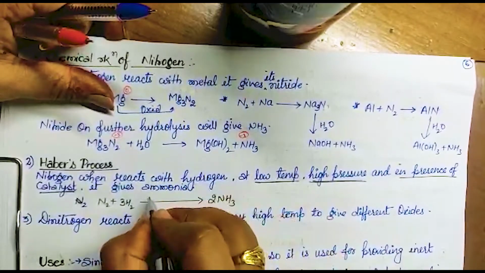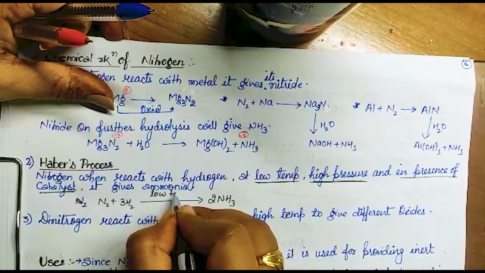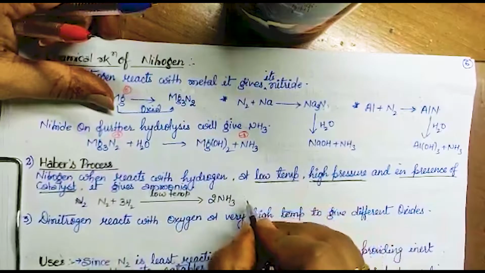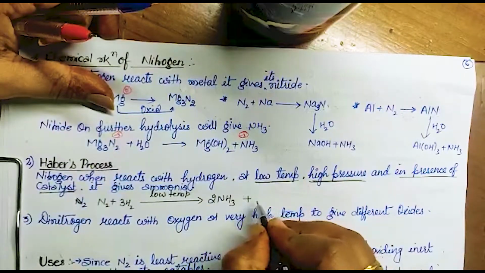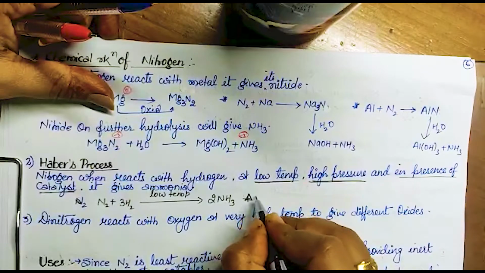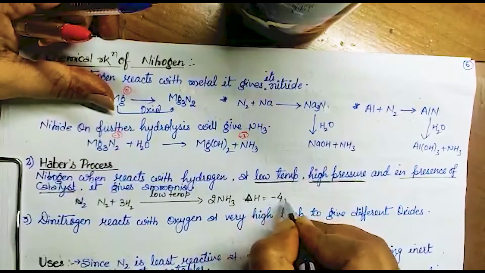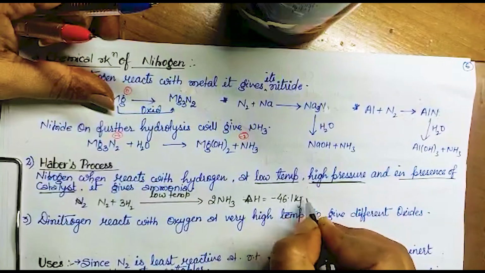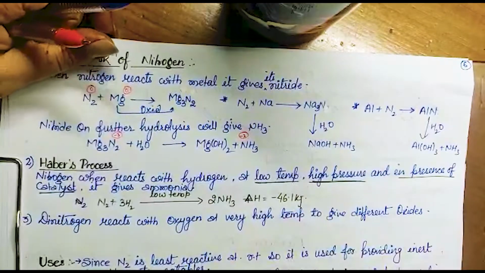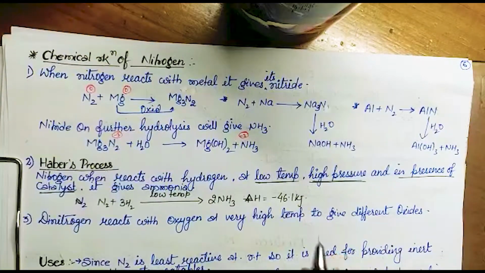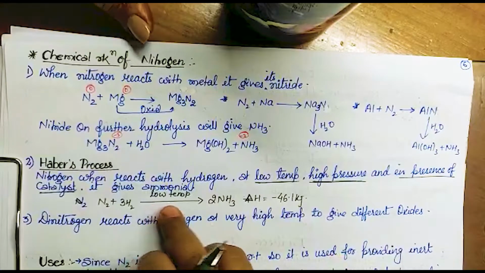And what will be the condition? Low temperature. Why? Because it is an exothermic reaction and heat is released, so delta H is -46.1 kilojoule. No need to learn it, as I told you in class 11th also, but I remember it, that's why I have written it. Okay, the condition is low temperature.